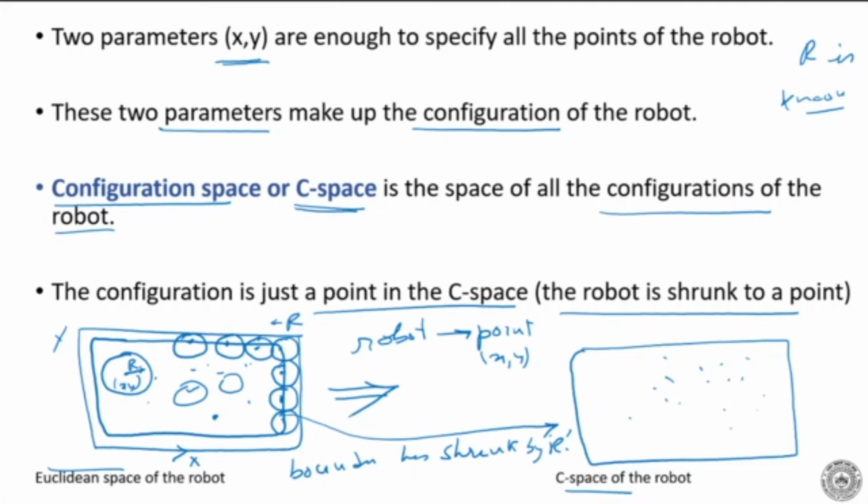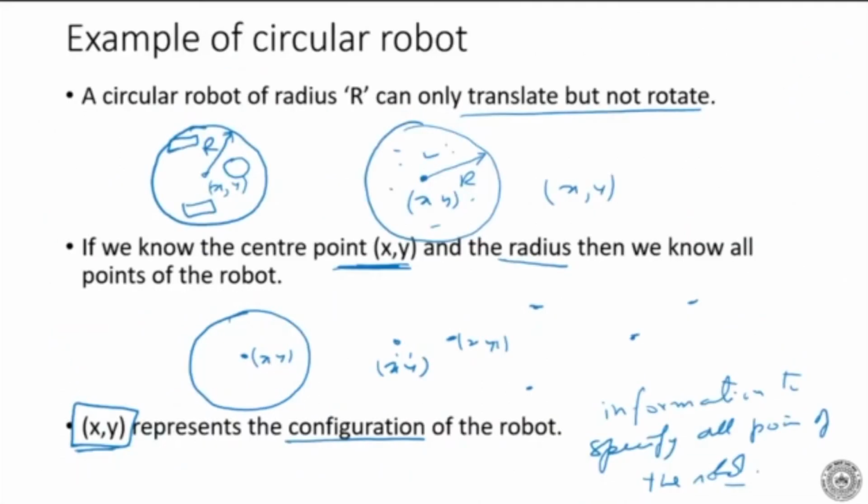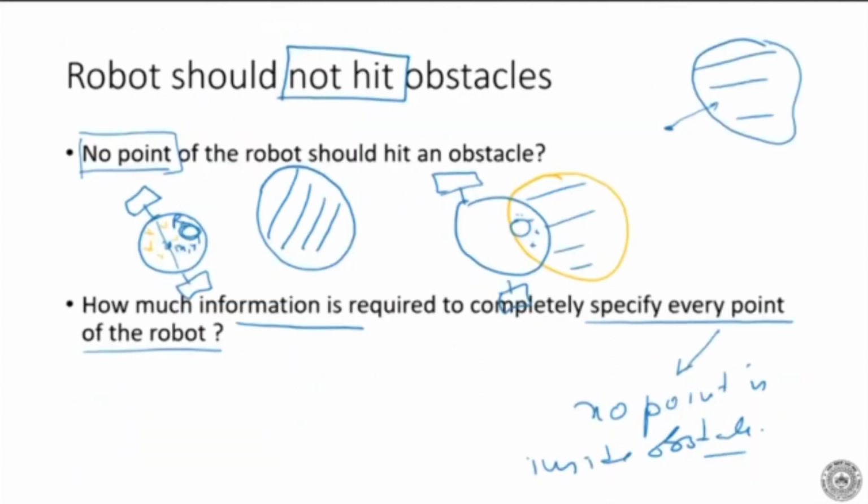Okay, so I'll just repeat whatever I have done, because this is very, very important. We are saying that the robot should not hit any obstacle. Geometrically, what does this mean? This means that no point on the robot should be inside the obstacle. And geometrically we can check that. Now to do that, we need to know how much information is required to completely specify every point of the robot.